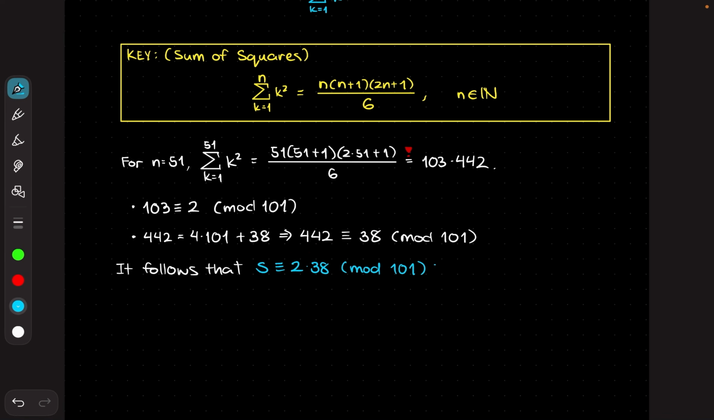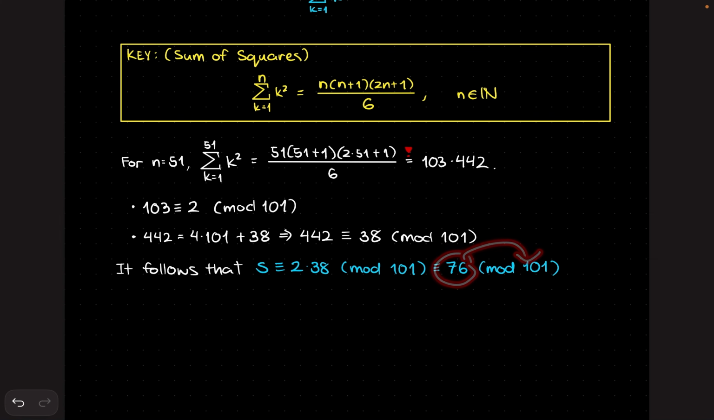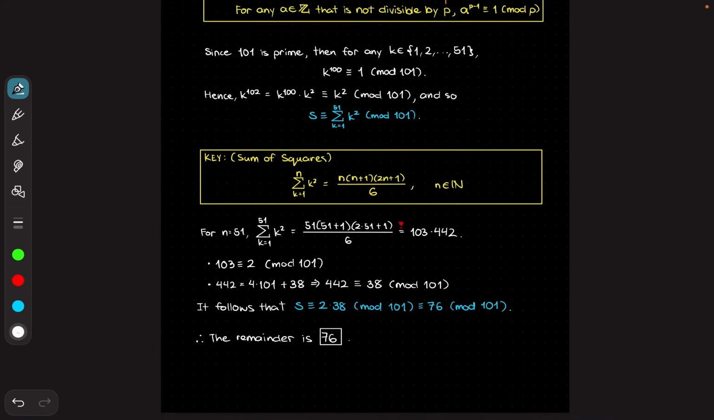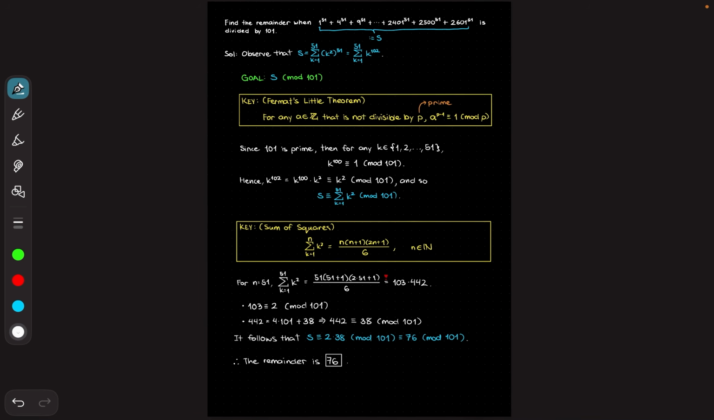So simplifying, 2 times 38 is 76 modulo 101. Take note that 76 is less than 101, which means that 76 is already the remainder that we are looking for. So therefore, concluding this problem, the remainder we are looking for is 76, and that answers the problem.